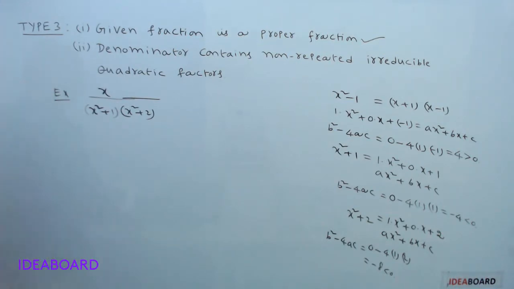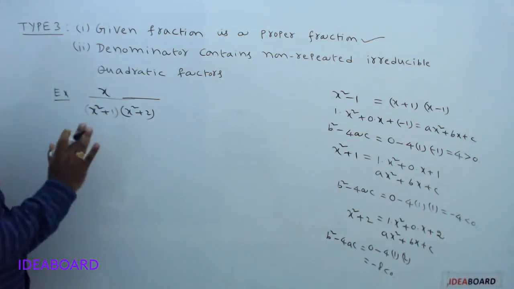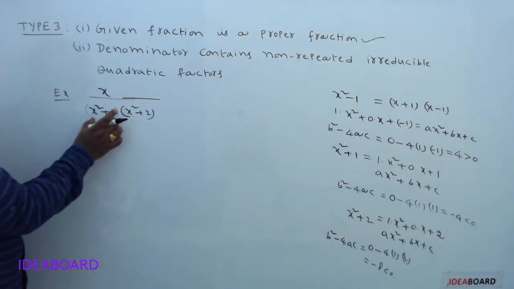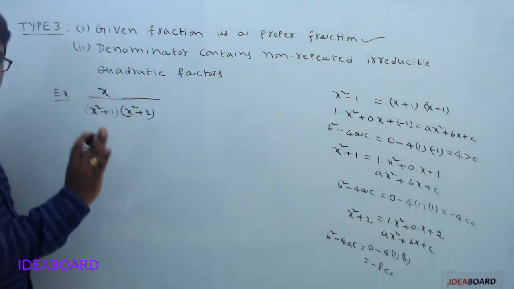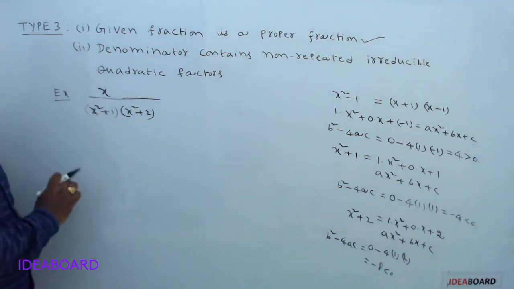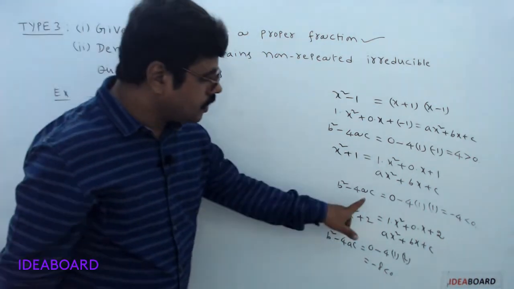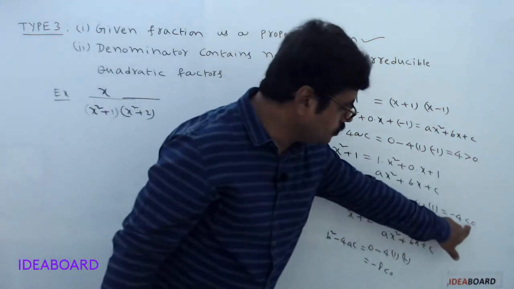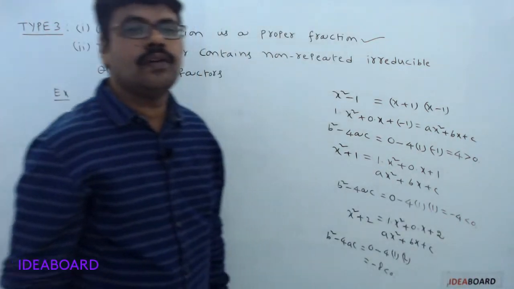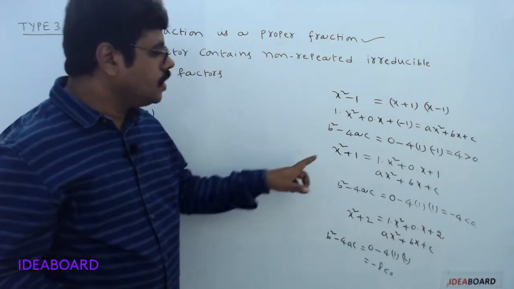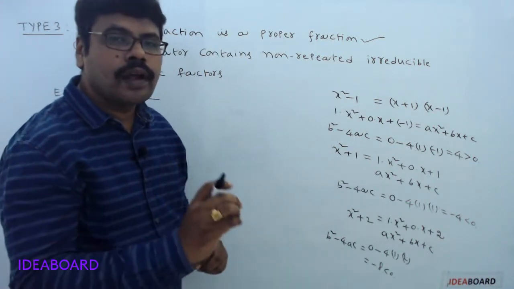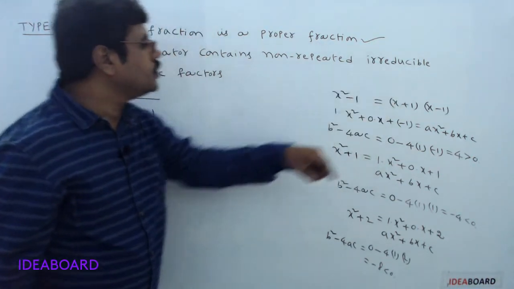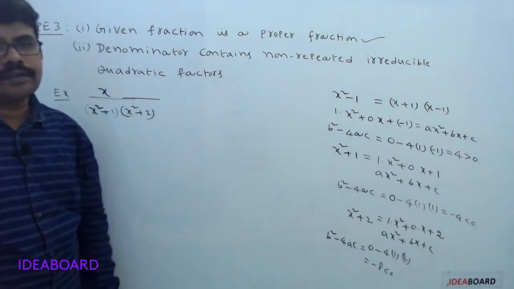Then observe the denominator x square plus 1. Basically it is a second degree expression. So whenever a second degree expression is given, first you have to calculate its discriminant value. What is its discriminant value? Negative. Discriminant value negative means we cannot factorize this expression into a product of two linear factors. So it is called an irreducible quadratic factor.